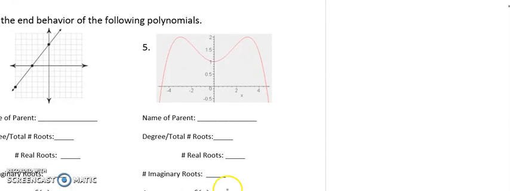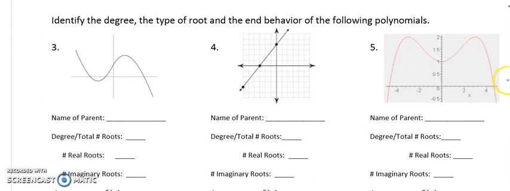Remember, if I'm going too fast, go back, pause it, rewatch it, do what you need to do to learn. You're in control of your learning. On this one it says identify the degree, the type of root, and the end behavior of the following polynomials.